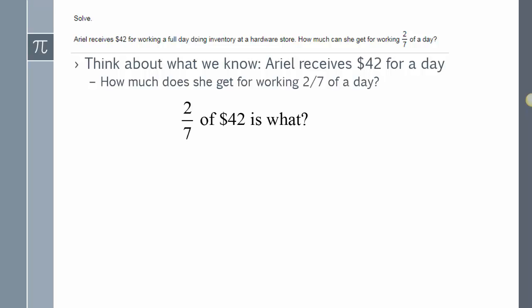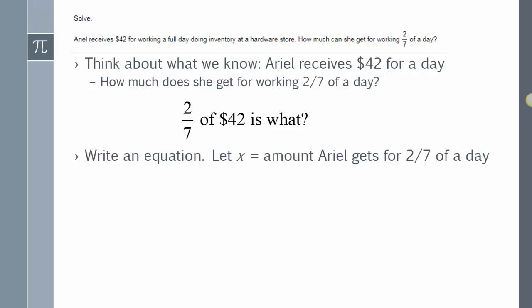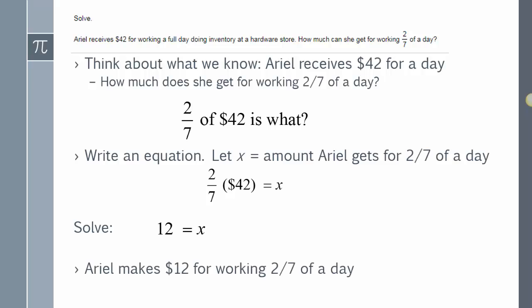Translate this into an equation. We're going to let x be the amount she gets for the 2/7 of a day. So we translate this into 2/7 of becomes multiplied, 42 becomes equal to x. And then we're going to go ahead and solve it. Notice the 7 goes into 42 6 times. 2 times 6 is 12. So she gets $12 for working 2/7 of a day.